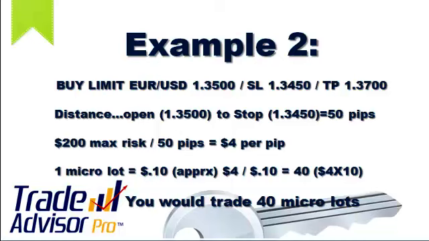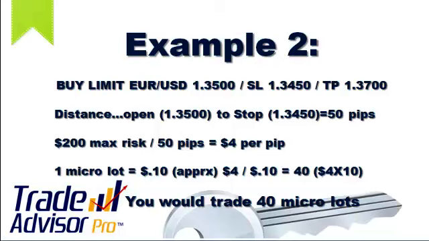All right, so let's look at another trade example. Almost the same trade, a little bit different. This one says we're going to buy the euro at 135.00, but our stop loss is 134.50. So we're using only a 50 pip stop. The difference between 135.00 and 134.50 is 50 pips.